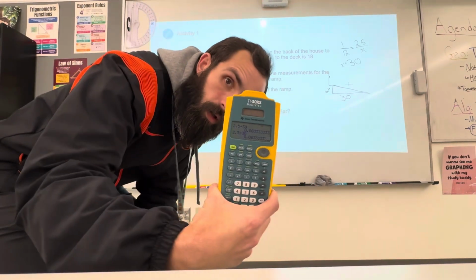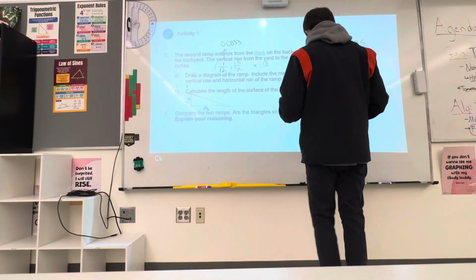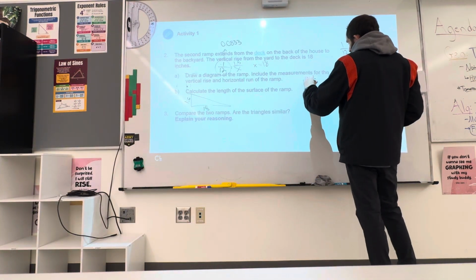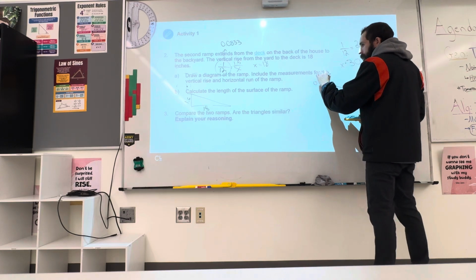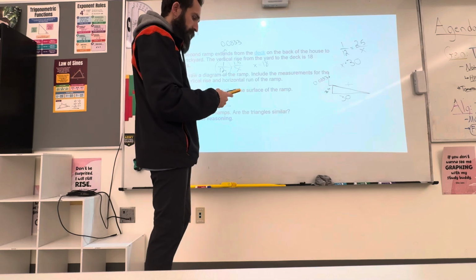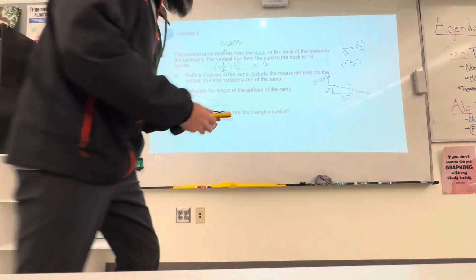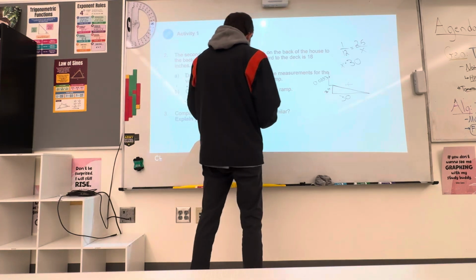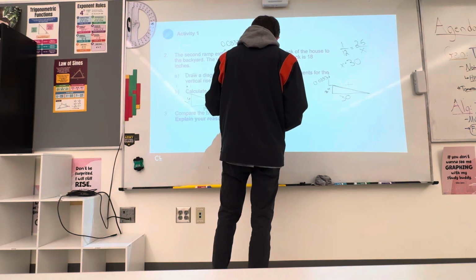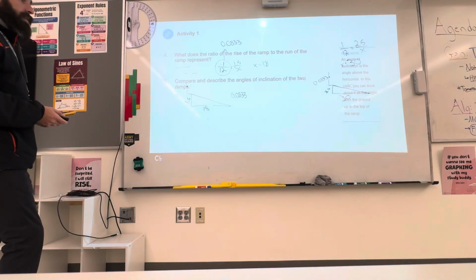Oh, wow. In case you couldn't see the screen, it was 0.0833. Let's do 1.5 divided by 18. Wow. 0.0833. Notice these ratios are pretty consistent and standard.